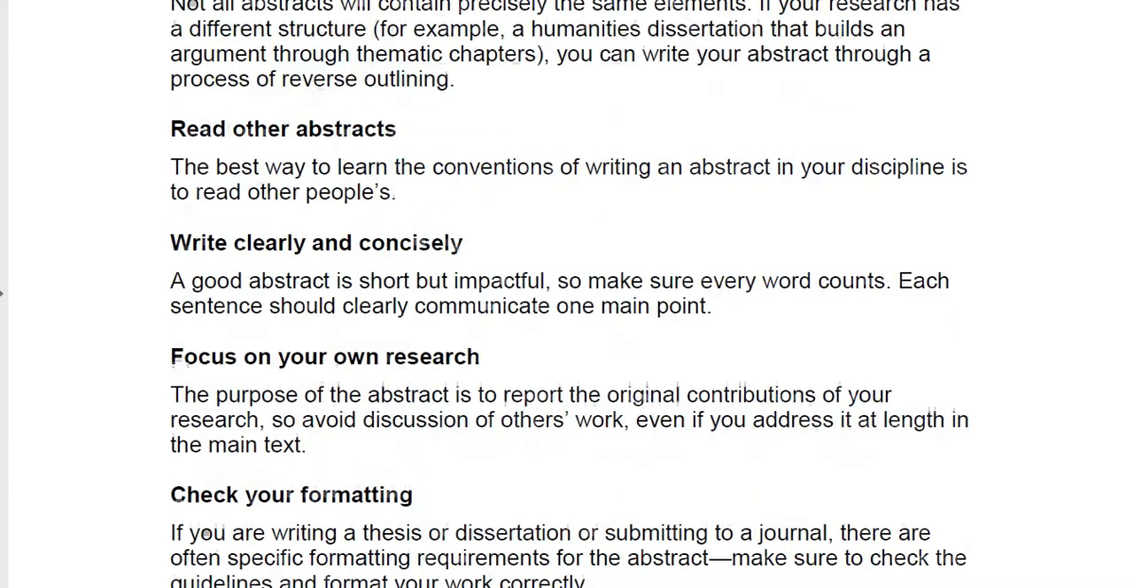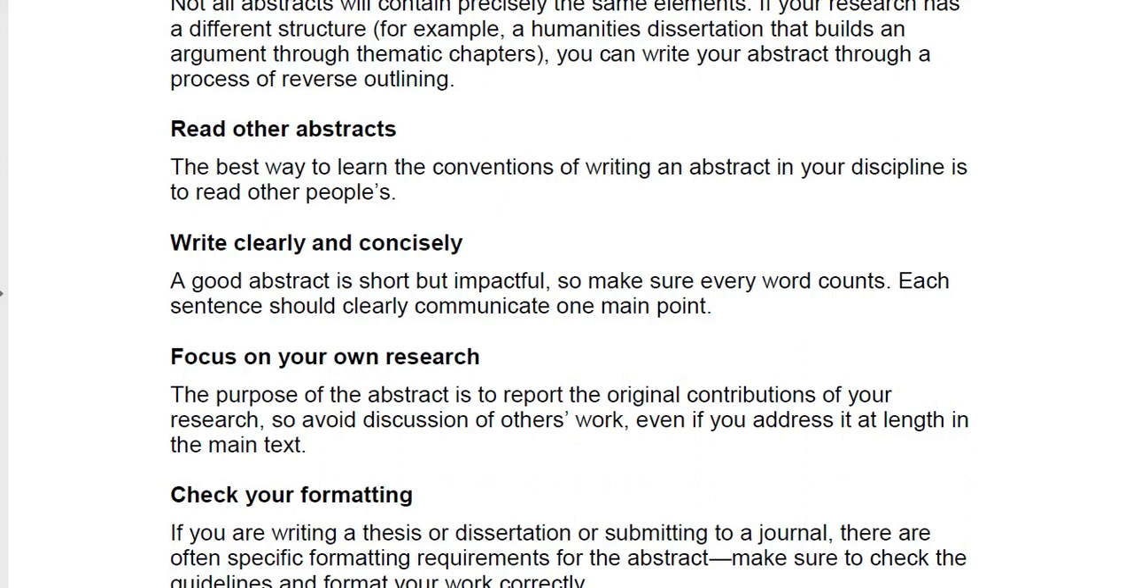All right. We have this too. Write clearly and concisely. Yes, a good abstract is short but impactful. So make sure every word counts. Each sentence should clearly communicate one main point. Alright? So avoid unnecessary filler words, words that are not important at all.